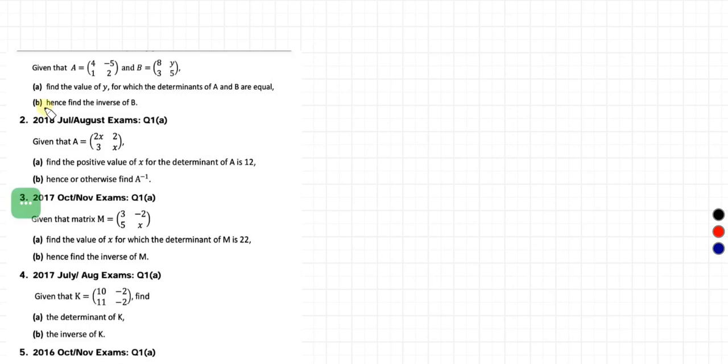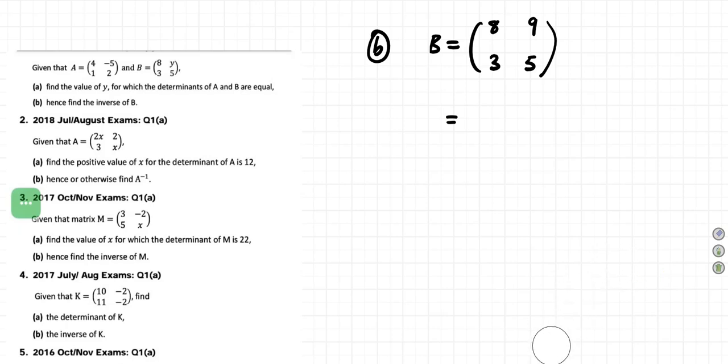Okay, then B, they're saying hence find the inverse of B. So now the inverse, meaning we have found that y is 9. So for B, we'll write this matrix very well. B is going to be equal to, we have open brackets, we have 8, then 3, where there's y we replace it with 9, then here we'll have 5.